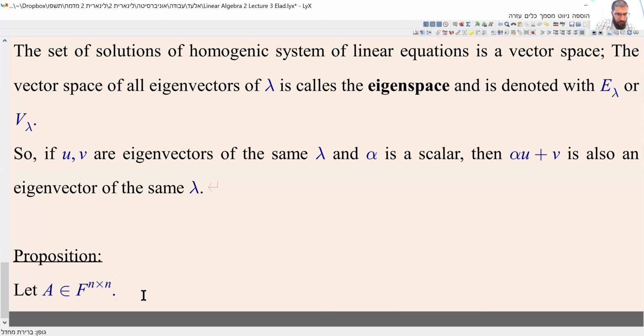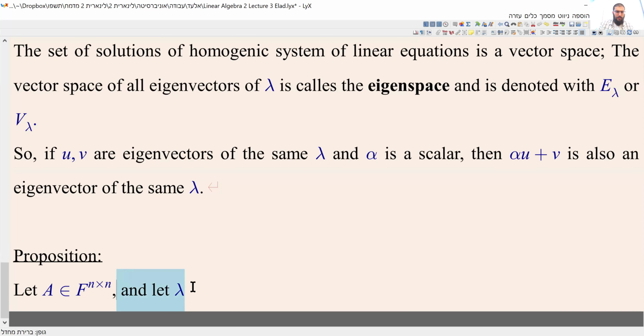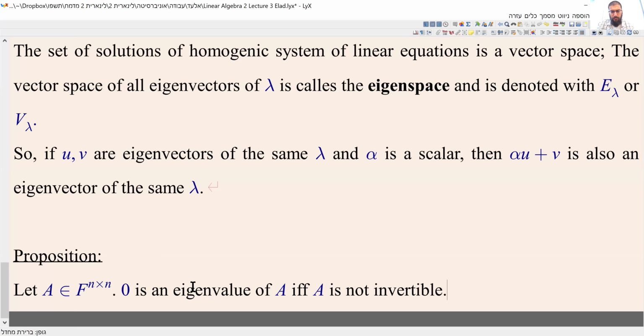0 is an eigenvalue of A if and only if A is not invertible. Or, A is invertible if and only if 0 is not an eigenvalue of A.